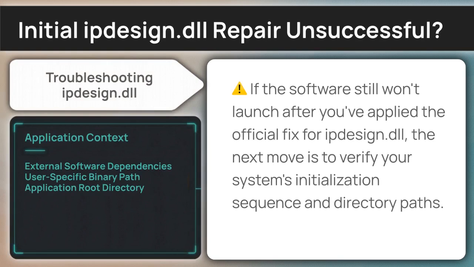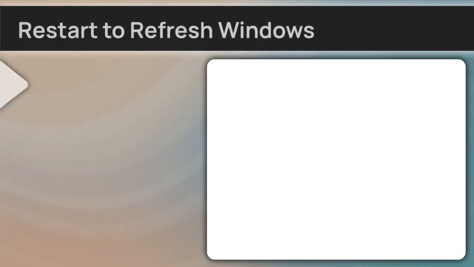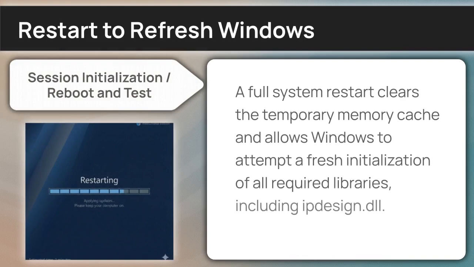Should the reinstallation fall short, the next step in our protocol is to validate the integrity of your system's startup environment. A standard reboot clears out temporary memory conflicts and gives the Windows loader another chance to properly register the Ipdesign library component during startup.